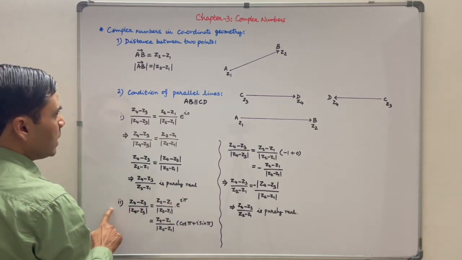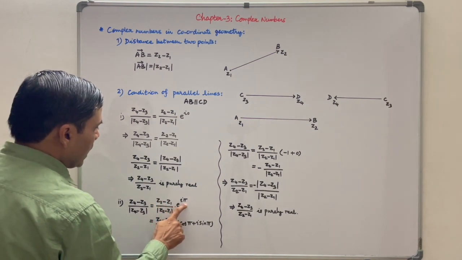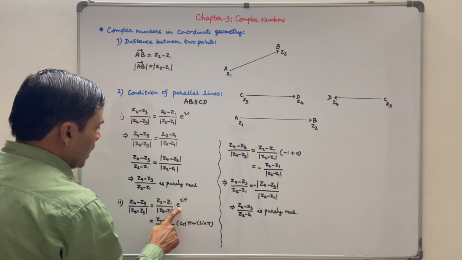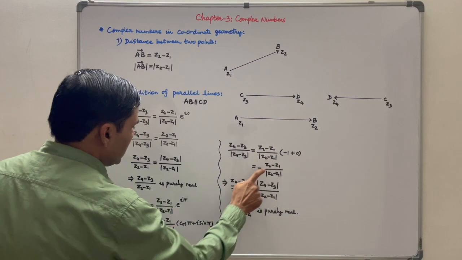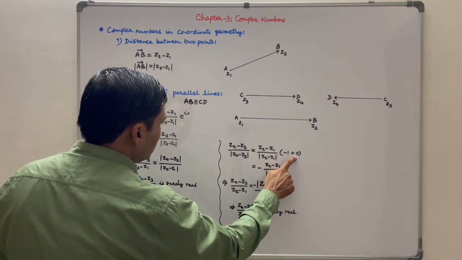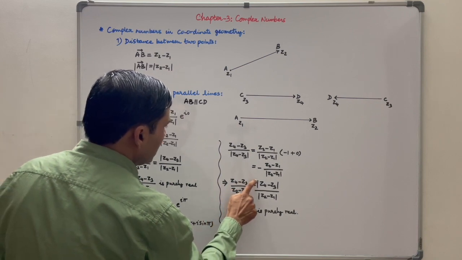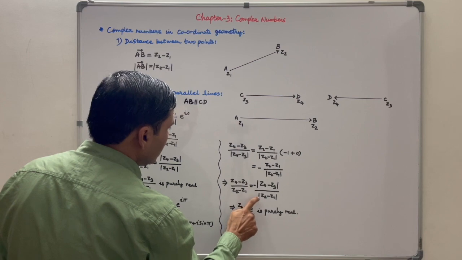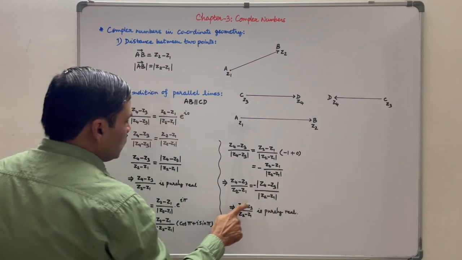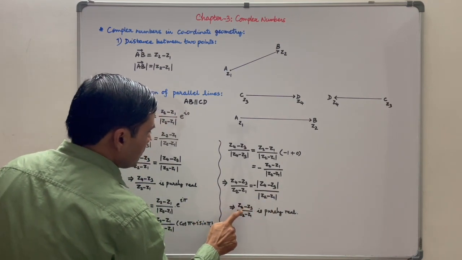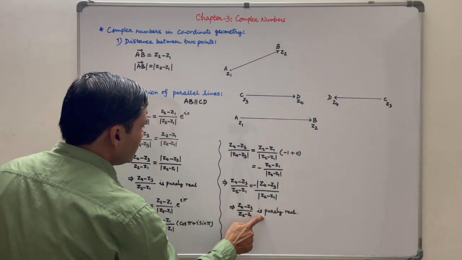In case 2, we can write unit vector CD is equal to unit vector AB into e to power i pi. E to power i pi is equal to cos pi plus i sin pi. Value of cos pi is equal to minus 1 and value of sin pi is equal to 0. So we get z4 minus z3 upon z2 minus z1 is equal to minus mod z4 minus z3 upon mod z2 minus z1. So again, right hand side is real. So we get this condition z4 minus z3 upon z2 minus z1 is purely real. So in both the cases, we get the same condition.